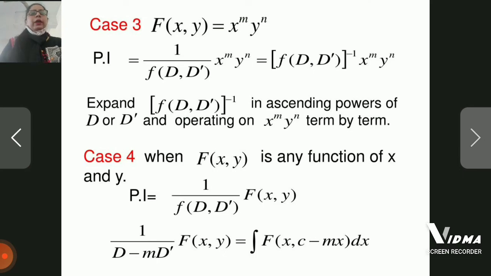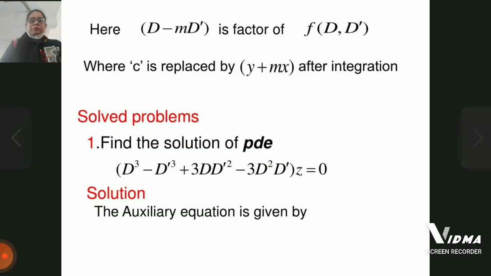Now we have to talk about another case, that is case number 4. When f(x,y) is any function of x and y, then the particular integral is equal to 1 upon f(D,D') of f(x,y). What is that? 1 upon (D - mD') of f(x,y) is equal to the integral of f(x, c - mx) dx. Here D - mD' is a factor of f(D,D'), where c is replaced by y + mx after integration. So these are the 4 cases in which we find the particular integral.